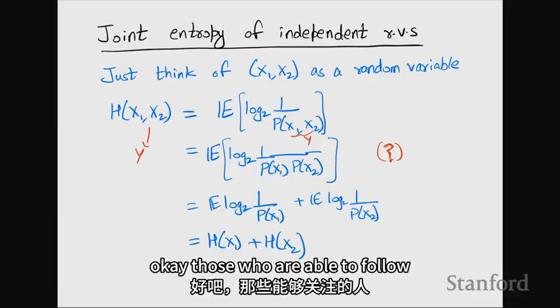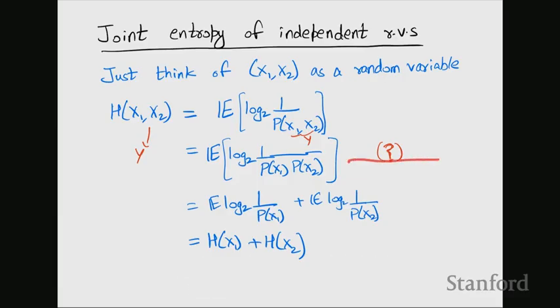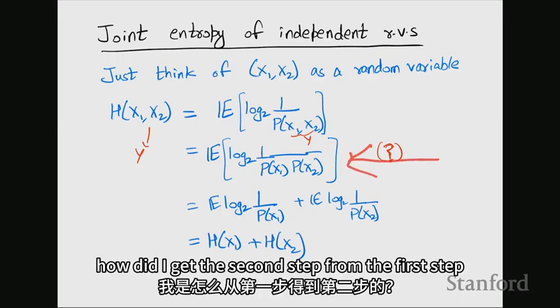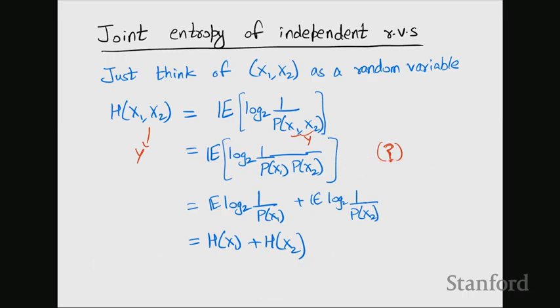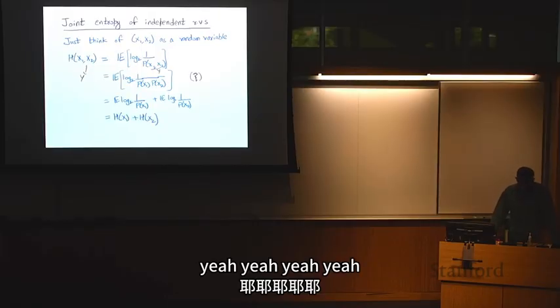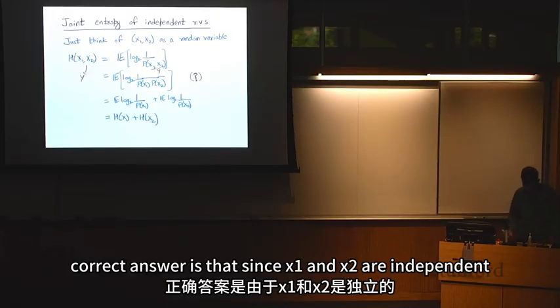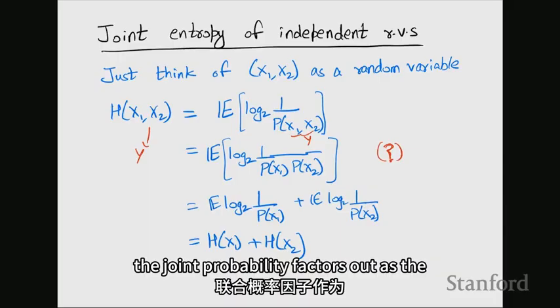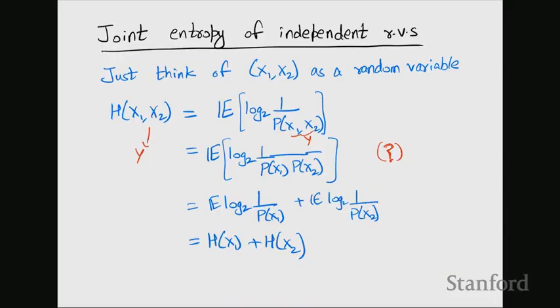Okay, those who are able to follow. How did I get the second step from the first step? Because the two random variables are independent, so then the joint probability is just a product. Yeah. So the correct answer is that since x1 and x2 are independent, the joint probability factors out as the product of the individual probabilities. Great.